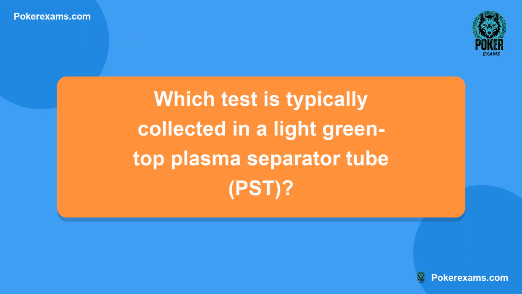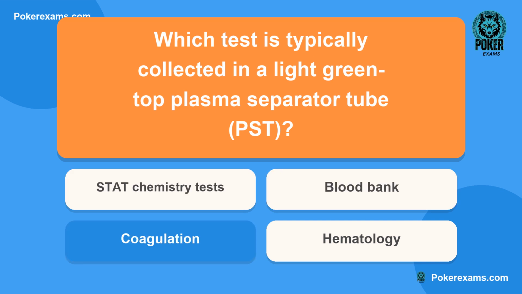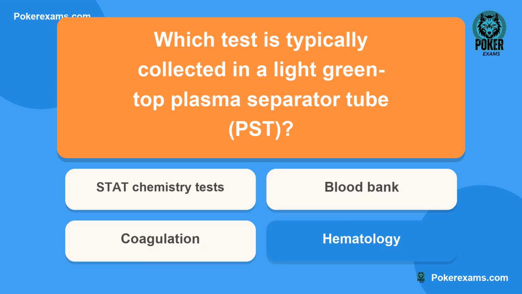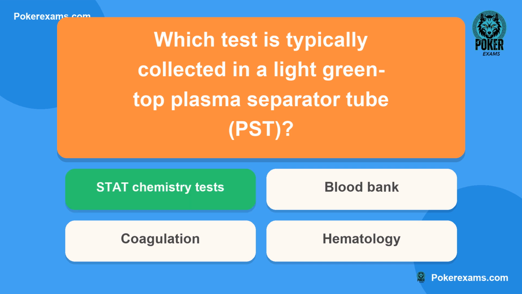Next question. Which test is typically collected in a light green top plasma separator tube, PST? Is it A, stat chemistry tests? Or B, blood bank? Could it be C, coagulation? Or lastly D, hematology? The correct answer is A.